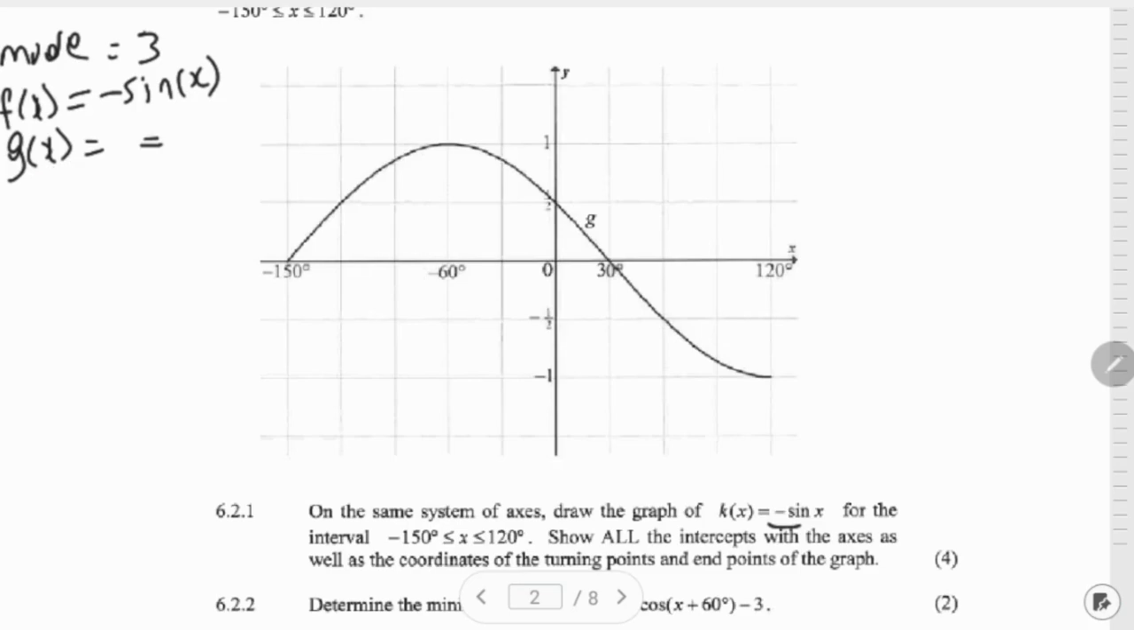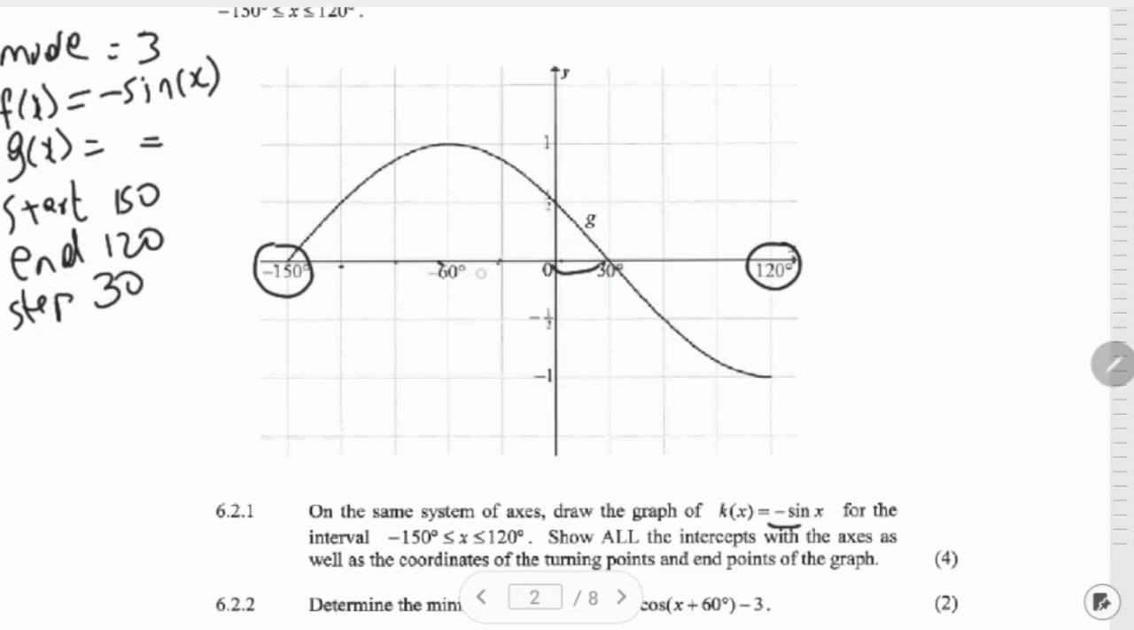Then it's going to ask for the start. We are starting at minus 150. Then it will ask you for the end, which is 120. So that is given. We are given the interval. Let's check what the step is. This is stepping with 30. You will see that it's minus 30, minus 60, minus 90, minus 120, minus 150, and then 30 and so on. So our step, in this case, is also given when we look at the graph, that it's 30.